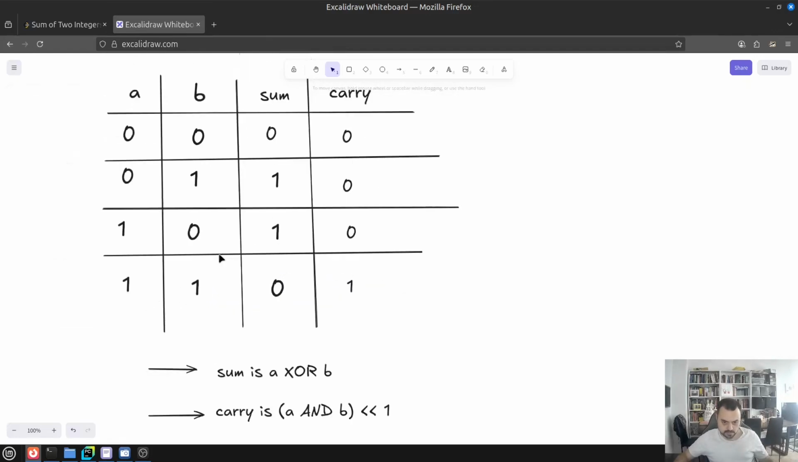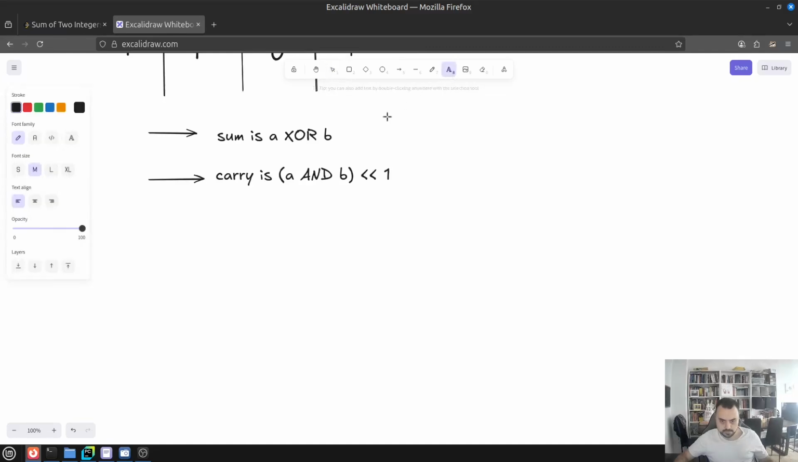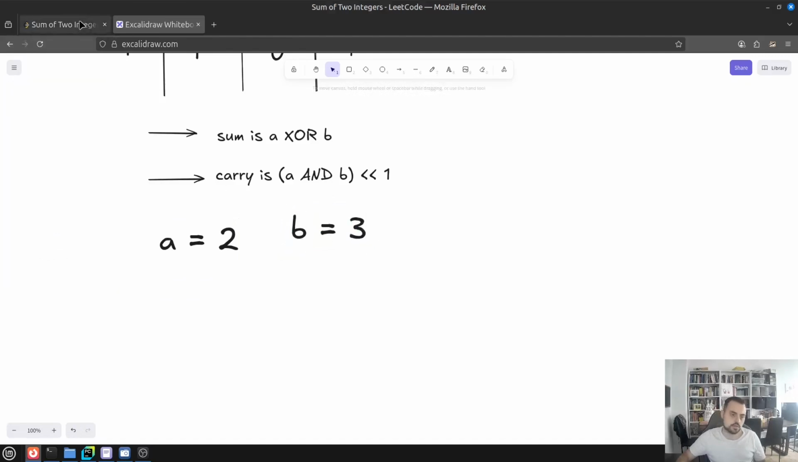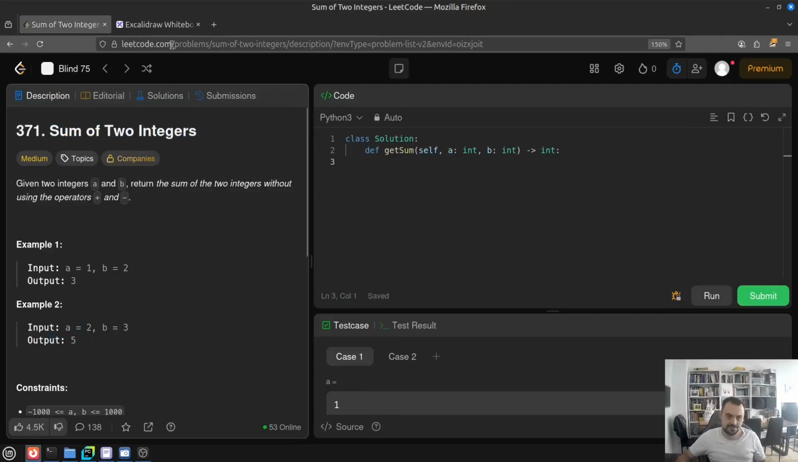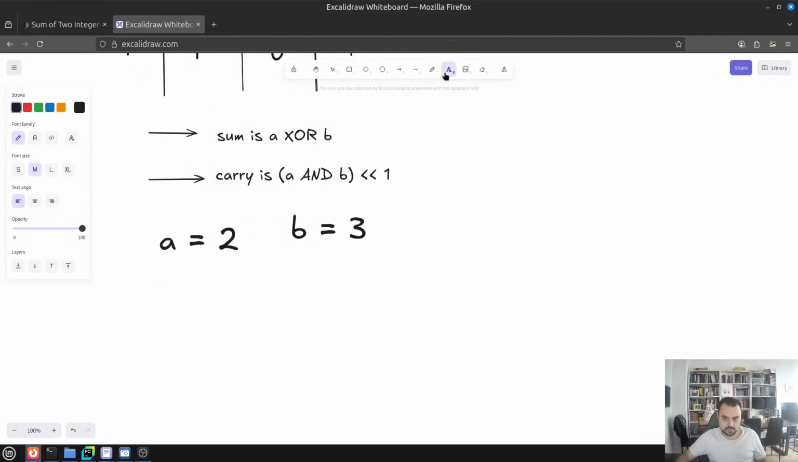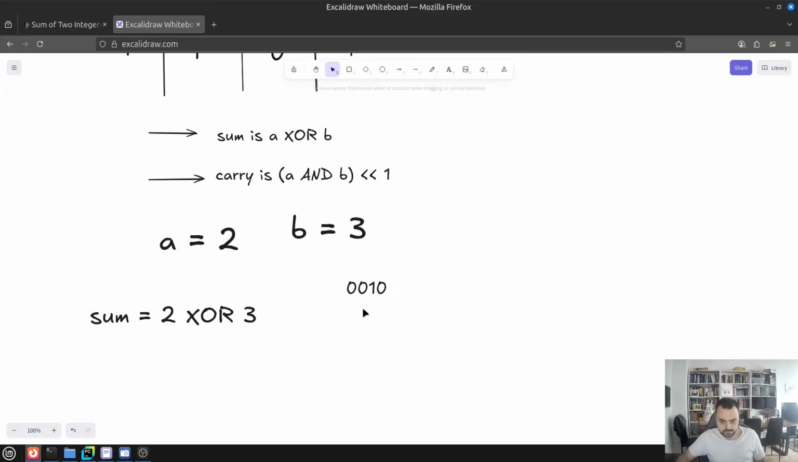That's it. And now we can do a simple example. So let's add 2 plus 3. And we can double check here. 2 plus 3 is 5. So now let's do this operation, 2 XOR 3. And let's convert it to the binary. So let's use this 4-digit format again.